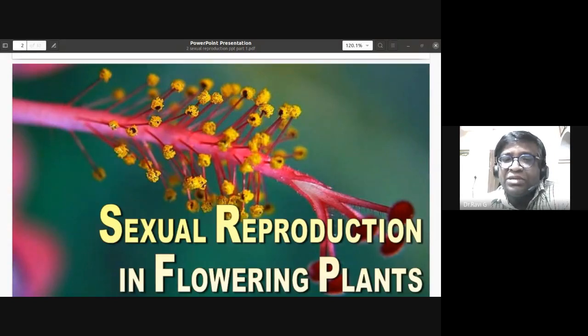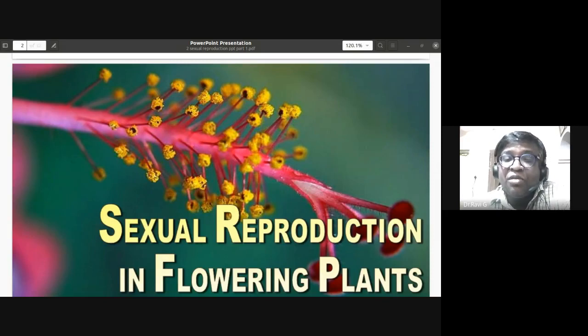Under sexual reproduction in flowering plants, we'll be studying the structure of the microsporangium, the anther wall, and the different layers of the anther wall. We are also going to study the formation of pollen grain, which involves two steps: one is microsporogenesis, another is microgametogenesis. They don't use these terms, but for you to understand and remember it, it would be easy if you remember them by these terms.